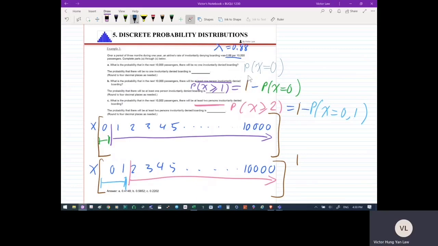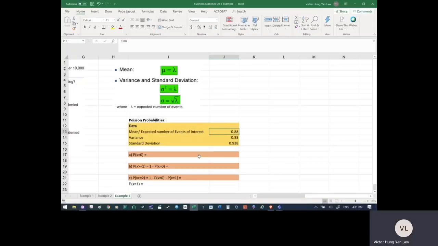In part A, what we're solving for is the probability of x equals 0. Before we solve for part A in Excel, we first need to calculate the mean, variance, and standard deviation. The mean is basically your lambda. Lambda is 0.88, so there's no calculation there. Same for variance: variance is your lambda, so it's just 0.88. Your standard deviation is the square root of your variance, so we put equal SQRT and square root the 0.88, and you're going to get 0.938. So that's how we calculate the mean, variance, and standard deviation.